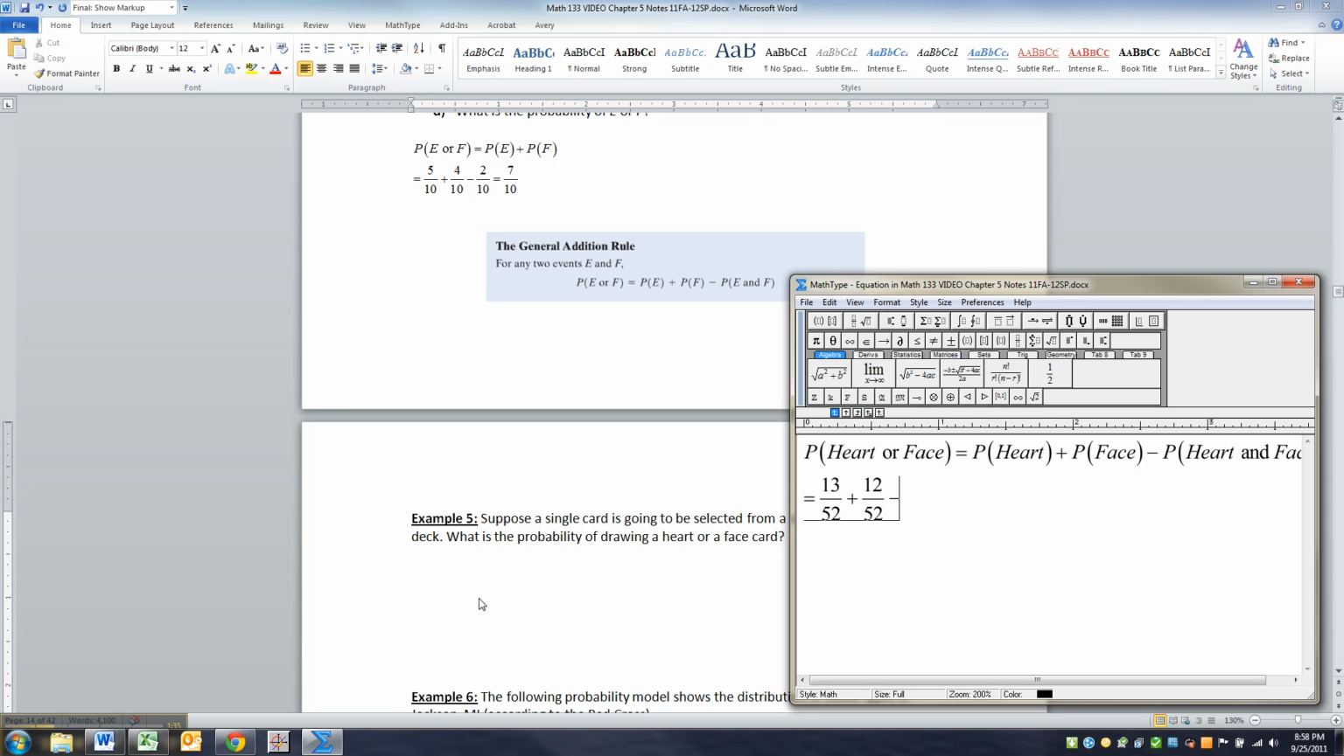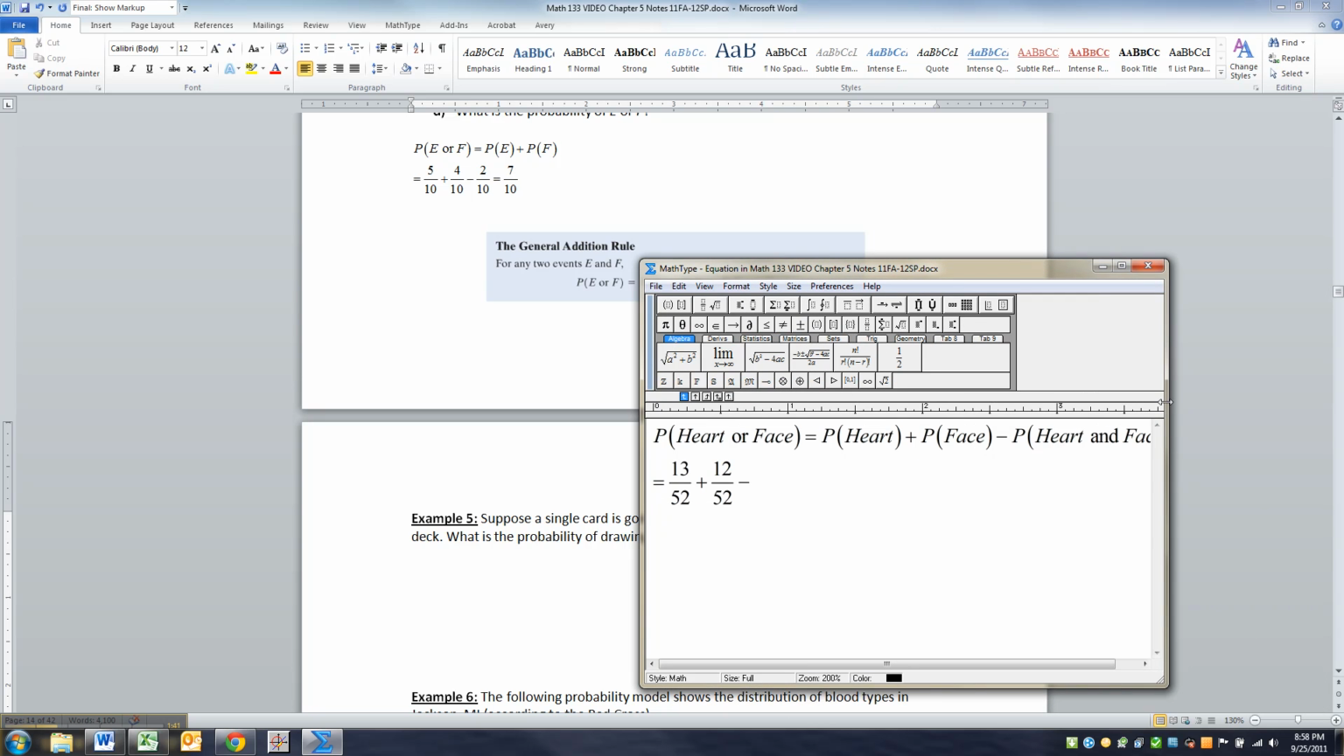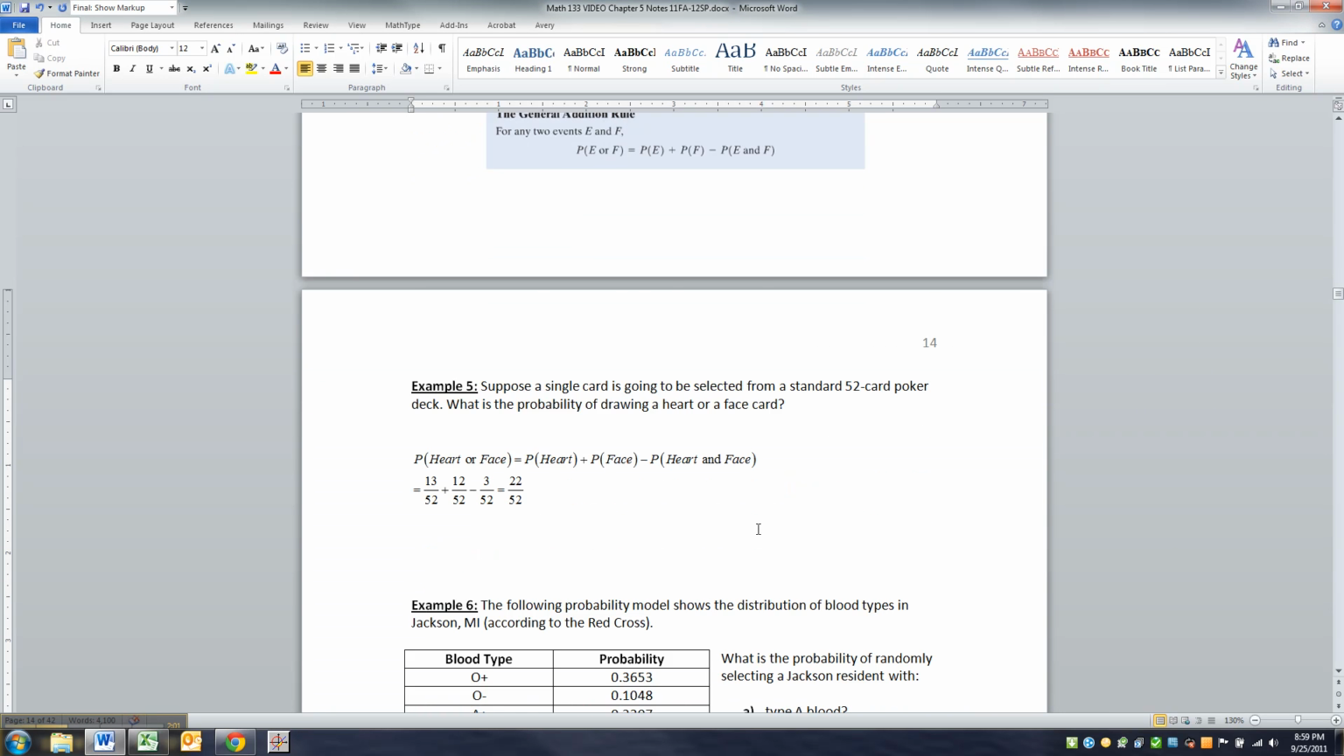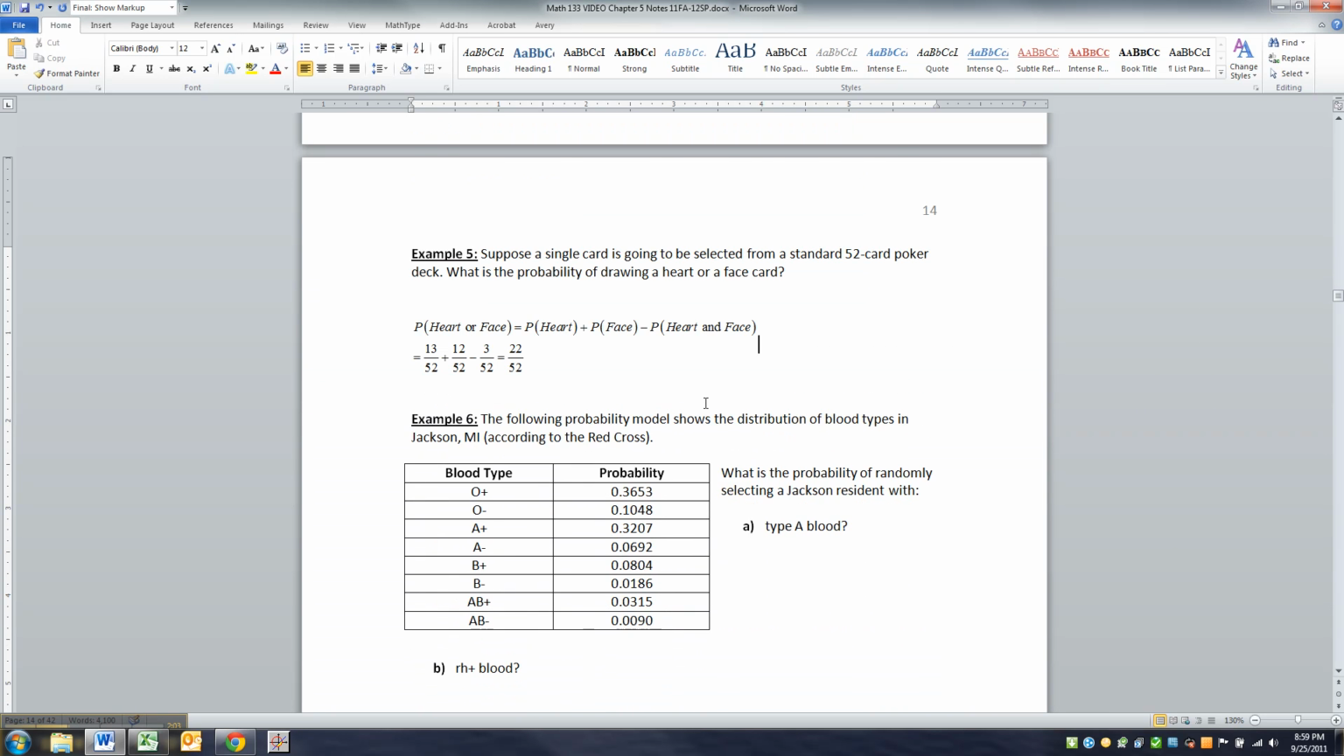But the problem with that is that you've double counted. The king, queen, and jack of hearts are both hearts and face cards, so you've counted them twice. So you have to subtract them away. And it's best if you leave it all out of 52 until the very end, because that makes the subtraction and addition easier with fractions. So this makes a grand total of 22 out of 52. And of course you could find the decimal for that with a calculator or with Excel. All right, that's done.